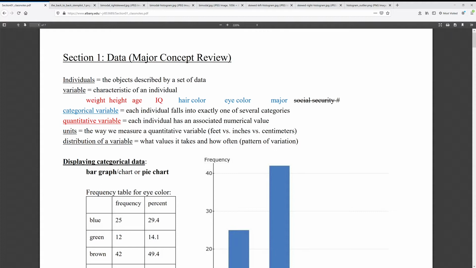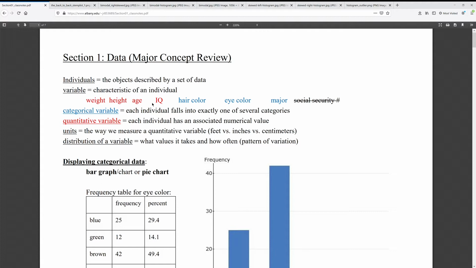So as you look at them, you'll notice that they tend to come in two types. On the one hand, we've got things like the red ones here, weight, height, age, IQ, where every individual has a number associated with it. Weight in pounds is a number, height in inches is a number, age is a number, IQ is a number, SAT score is a number, exam score, anything along those lines.